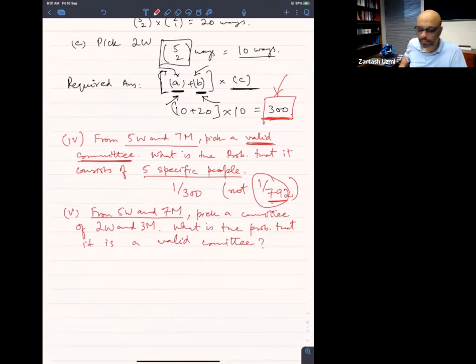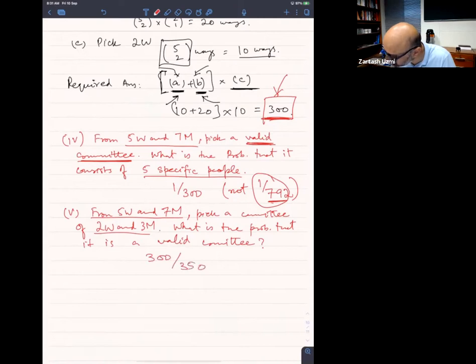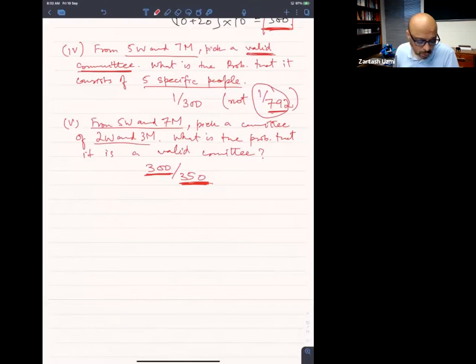See how many ways the committee is valid: 300 ways. How many ways are there that you pick 2 women and 3 men? 350 ways. So this would be 300 out of 350. So many ways of picking a valid committee out of a committee of 2 women and 3 men, which can happen in 350 ways, it can't happen in more than that. So the probability of picking that is going to be 300 out of 350. Out of 350 ways, 300 ways are those in which our answer comes.